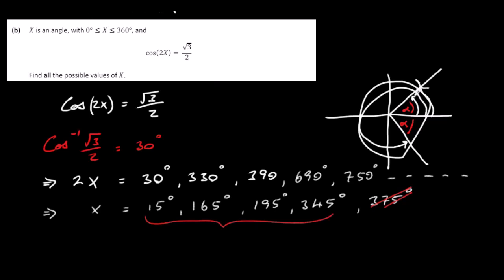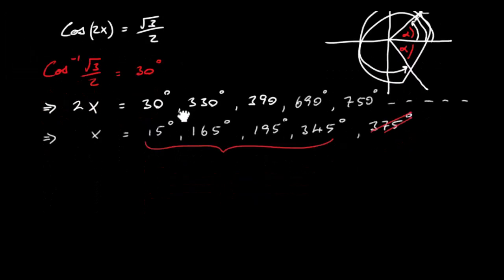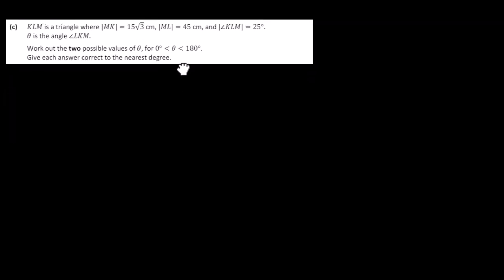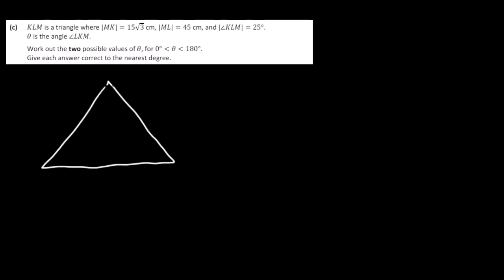Let's have a look at the next part, which is part C. In this part of the question we have KLM, which is a triangle. Let's just draw a triangle here. So let's say K there, let's put M there and L there. MK is 15 root 3, and we're looking at centimeters here. ML is 45 centimeters, and the angle KLM is 25 degrees.